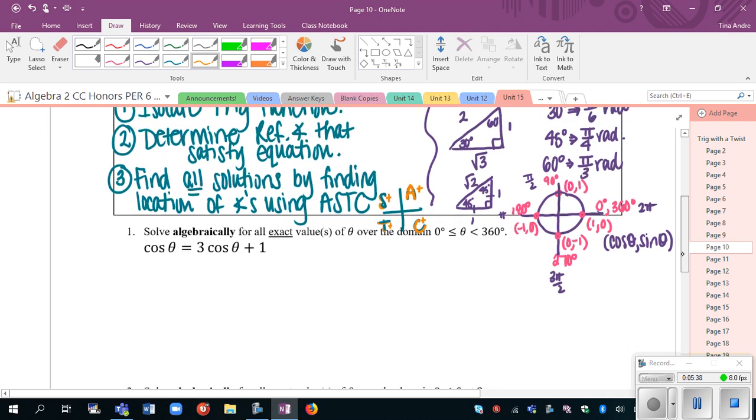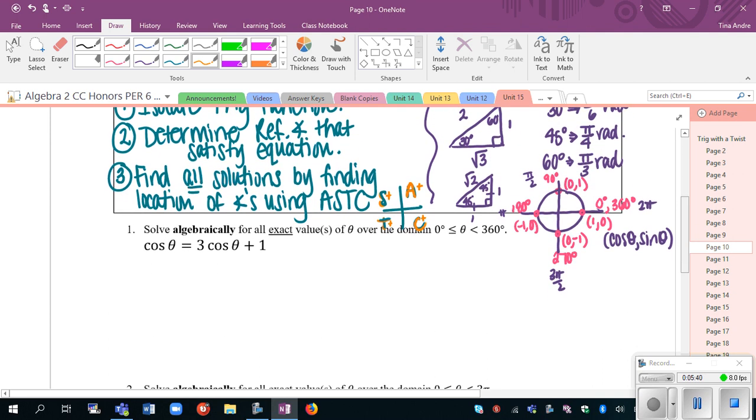So let's use these steps and actually try solving some equations. For the first example, solve algebraically for all exact values of theta over the domain. Notice that my domain here is 0 degrees to 360 degrees, not including 360. That means our answers are going to be in degrees. Some of the other problems are going to be in radians, so it's important to look at that and make note of that when you're solving.